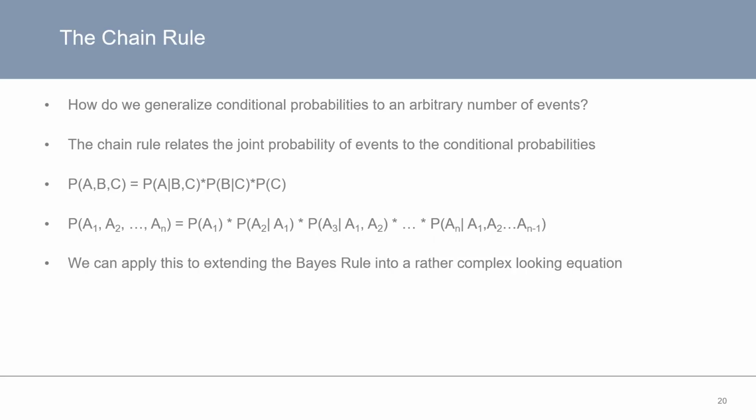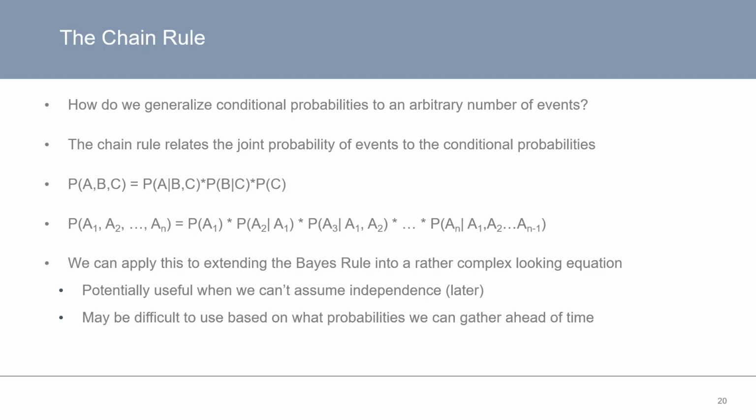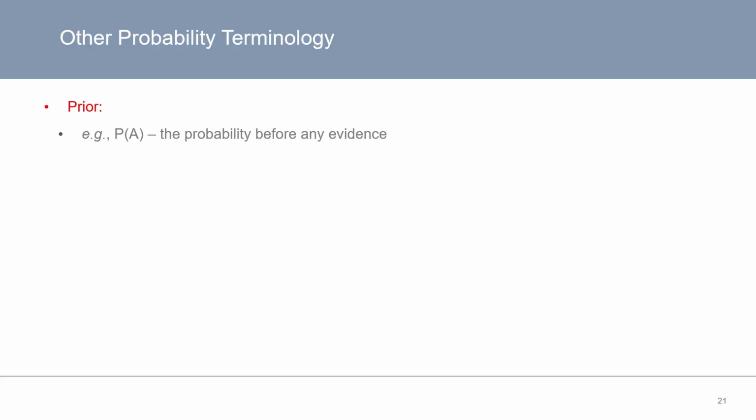We can apply this chain rule to extending the Bayes rule into a rather complex-looking equation. This approach can be potentially useful when we can't assume independence, as we'll examine more later. And this approach can also be difficult to use based on what probabilities we're able to gather in the real world ahead of time. As a quick interlude, let's also discuss some other probability terminology.